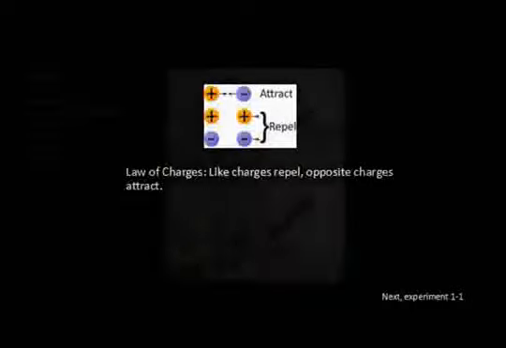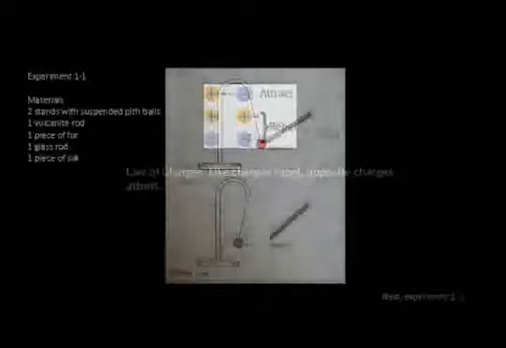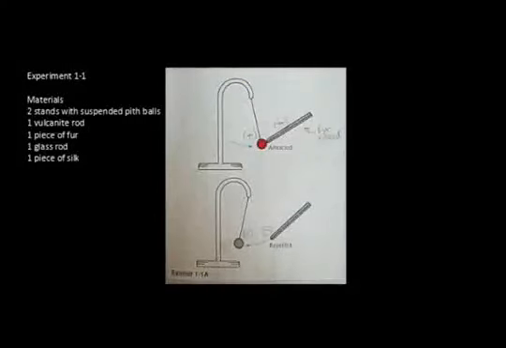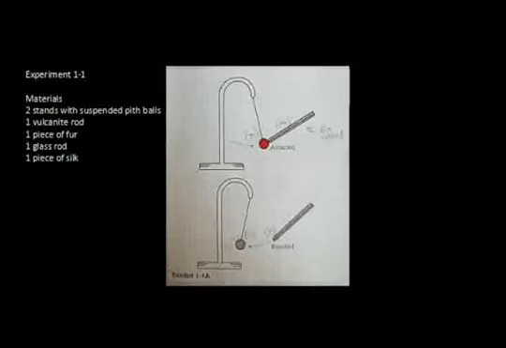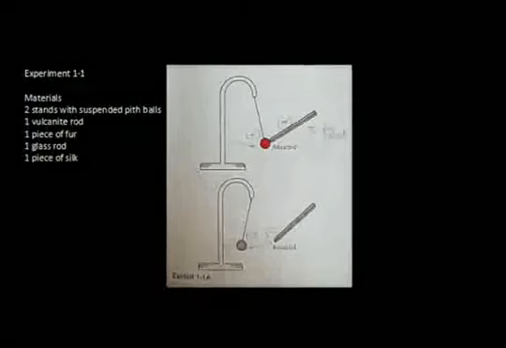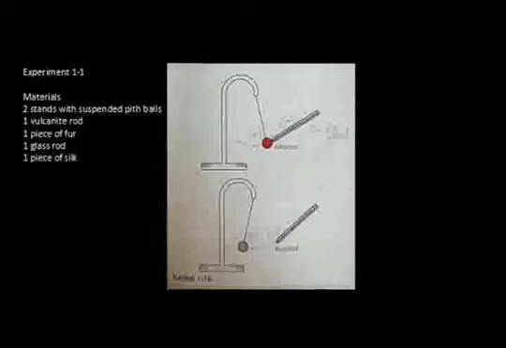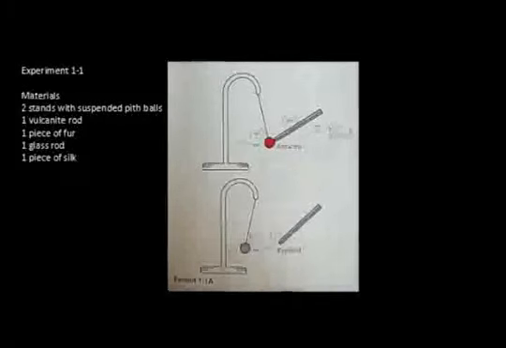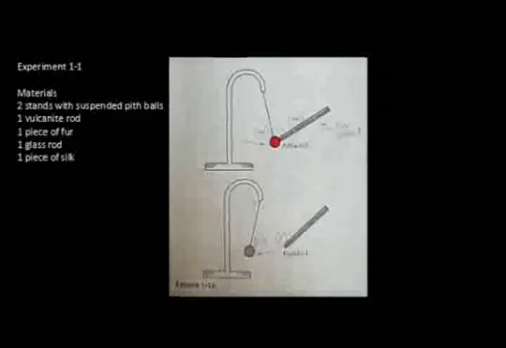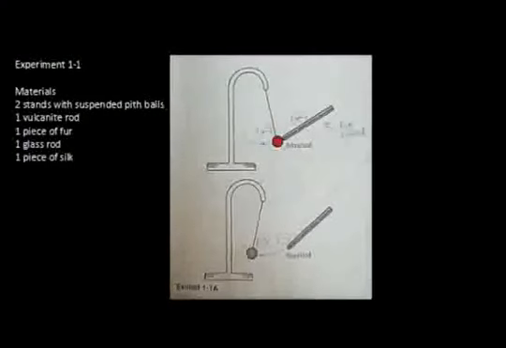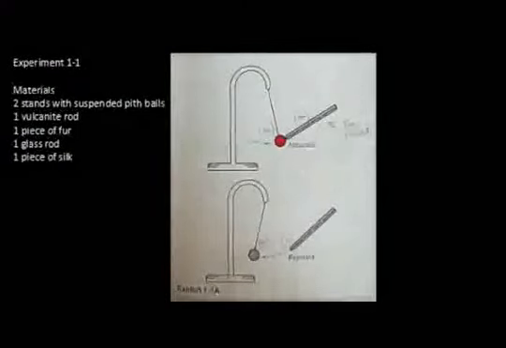Experiment 1-1, demonstrating the law of charges. These tests demonstrate the law of charges. The materials needed are 2 strands of suspended pith balls, 1 vulcanite rod, 1 piece of fur, 1 glass rod, and 1 piece of silk. Step 1 is to negatively charge the vulcanite rod with the piece of fur. Step 2 is to bring the rod close to the hanging pith ball.